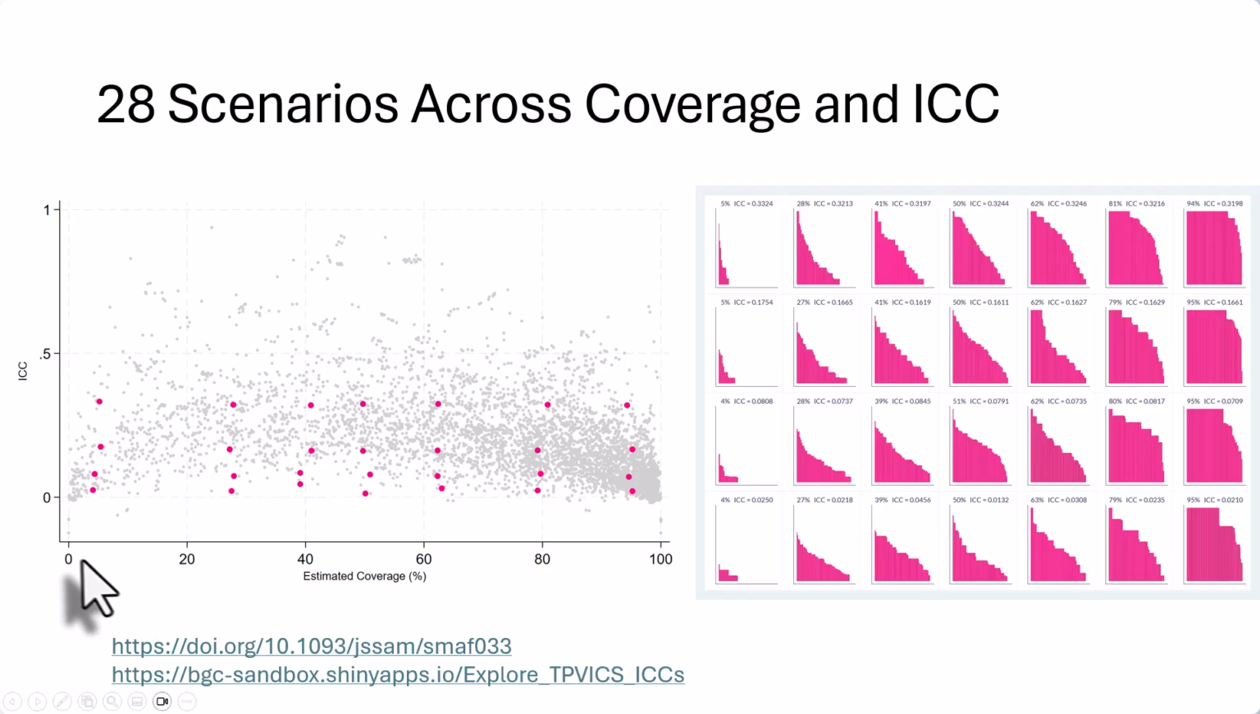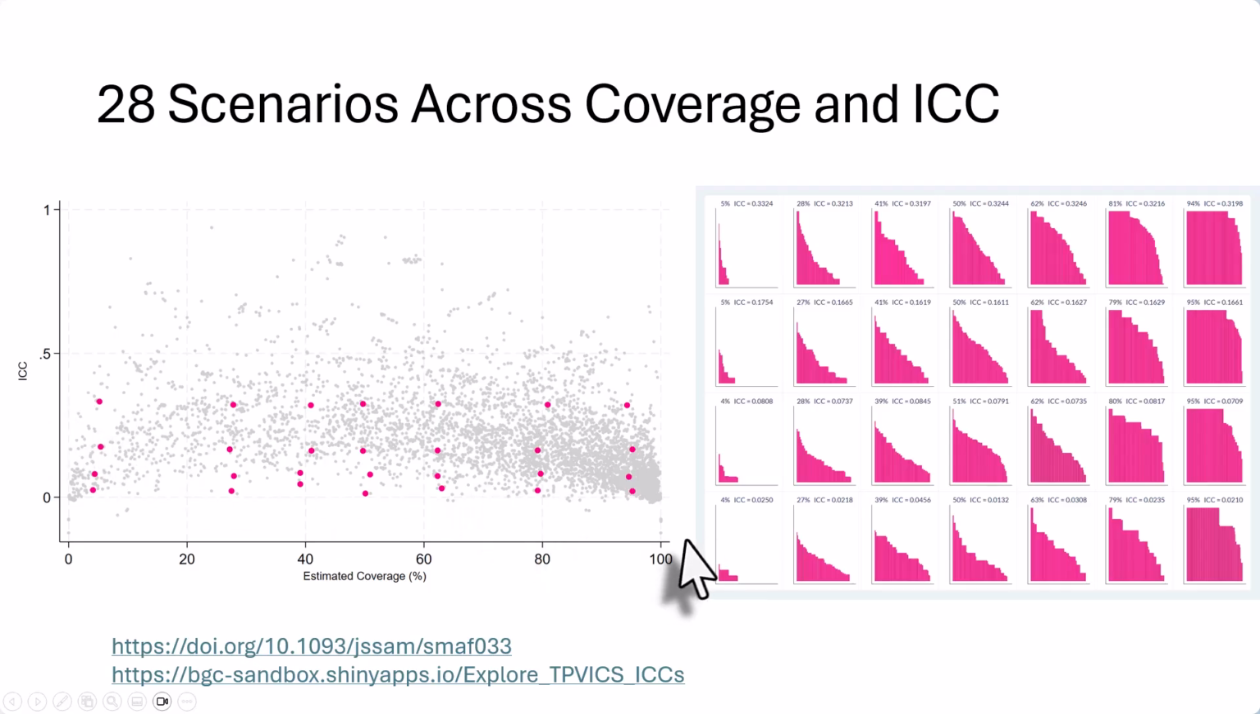Here are all 28 of the populations that we're interested in. This figure on the left is plotting estimated coverage, from 0 to 100%, versus intra-cluster correlation coefficient. And these are observed values from the first 2 rounds of Pakistan TPVIX. You can go to this link and explore these data in more detail. I've selected 7 levels of outcome indicated by the columns here. And for each level of outcome, I've selected 4 levels of heterogeneity, or 4 levels of intra-cluster correlation coefficient.